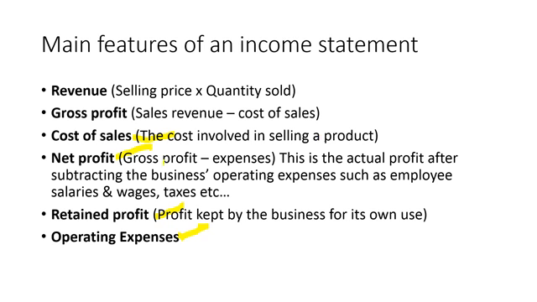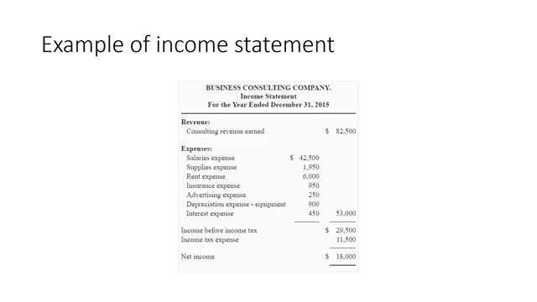So net profit is gross profit minus expenses. This is the actual profit after subtracting the business's operating expenses such as employee salaries and wages and so on. Retained profit we know is profit kept by the business for its own use. We know all these, so well done if you still remember it. If not, here was a quick recap for you to remember for your exam.